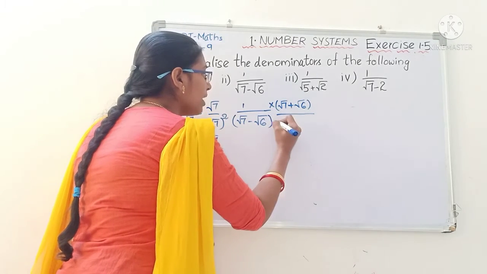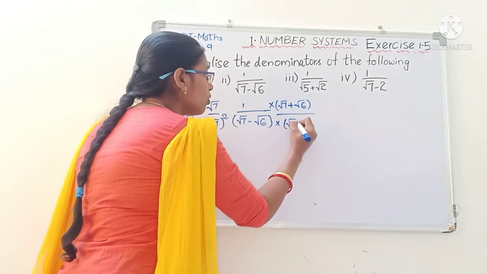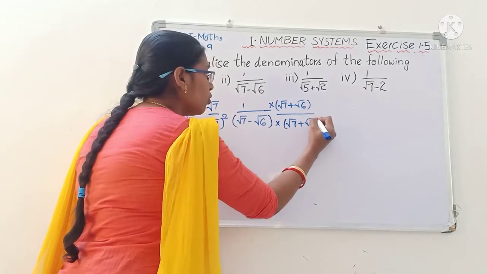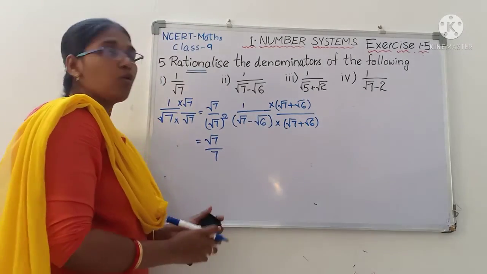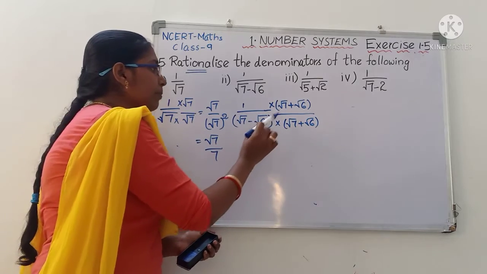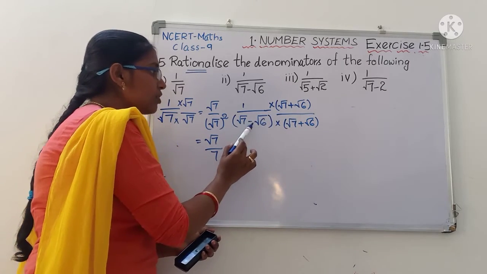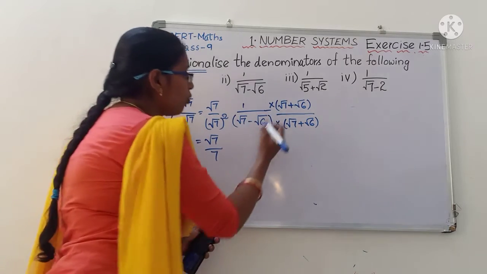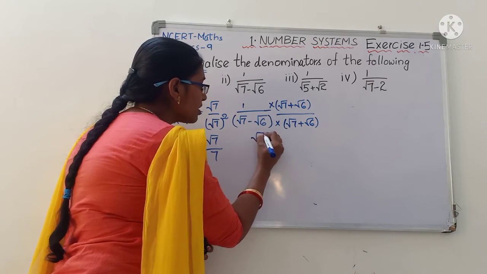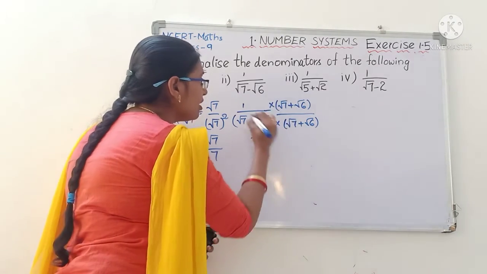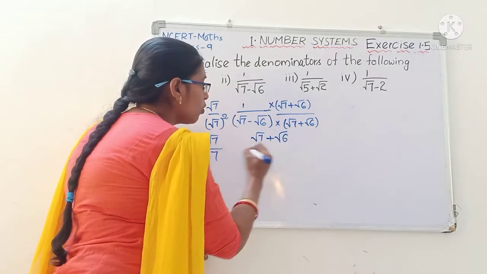And in the denominator also, you multiply with root 7 plus root 6. Okay children? Both numerator and denominator should be multiplied with root 7 plus root 6. Just change the sign. Now what do you get? 1 into root 7 plus root 6. 1 into root 7 is root 7. 1 into root 6 is root 6.